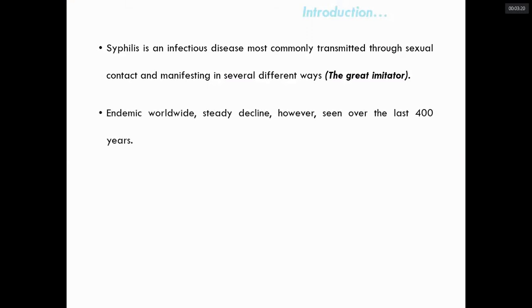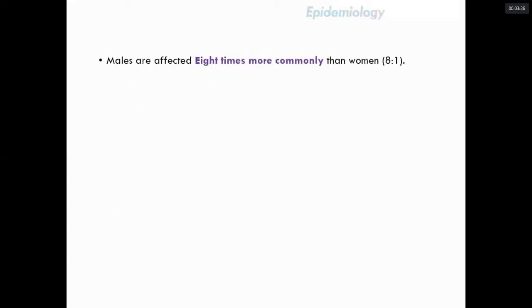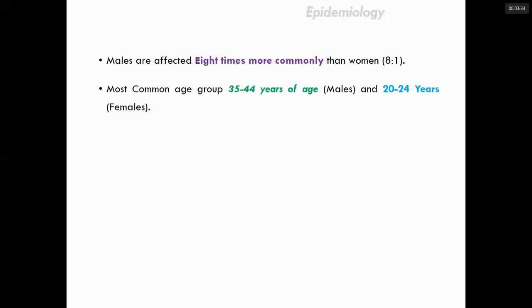It is also called the great imitator because there are various clinical features of syphilis. Males are affected 8 times more commonly than women in syphilis, and the most common age group is 35 to 44 years for males and 20 to 24 years for females.